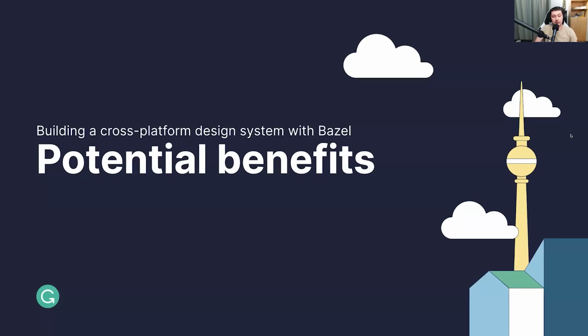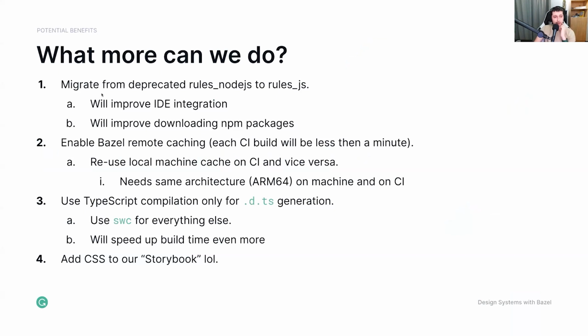Potential benefits, what we can do more. We can migrate from the deprecated rules_nodejs Bazel one to rules_js. It will improve IDE integration and downloading NPM packages. We can also enable Bazel remote caching and reuse local machine cache on CI and vice versa. It needs the same architecture on your machine and CI, but still it is possible. We can also use TypeScript only for compilation of DTS files and not for everything, and use, for example, SWC instead of TSC. And add some CSS to our Storybook.